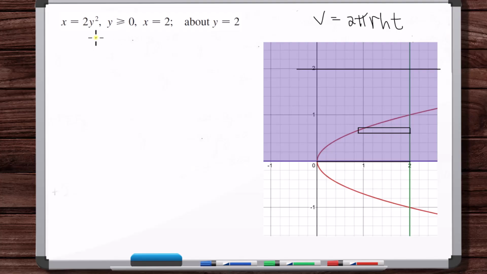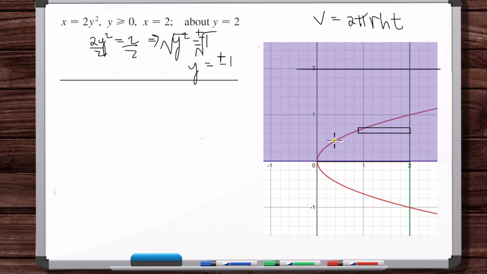Let's verify this. When does 2y squared equal x is equal to 2? You can visually see that it's probably when y is equal to 1, but that's just a visual estimate. You want to do the math and get the exact answer. So dividing both sides by 2, you get y squared is equal to 1. y is equal to plus or minus 1, but we're not concerned with the negative one. So we're going from a equal to 0 to b equal to 1, y is equal to 0 to y is equal to 1.